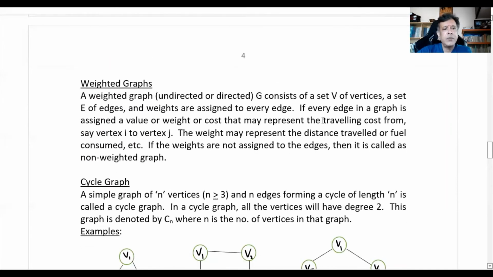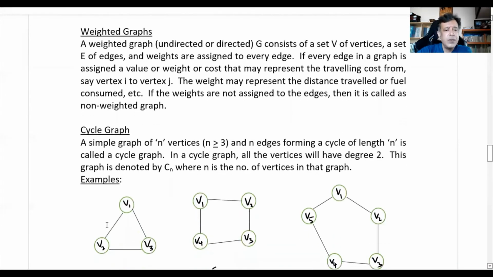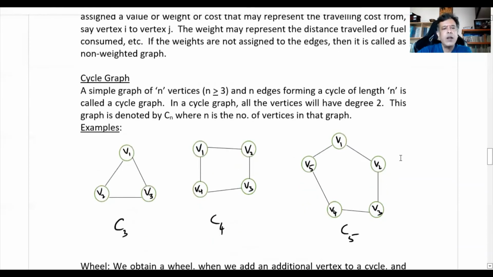Subsequently, we'll be seeing some specific examples for weighted graphs also, where there will be some numbers on the edges specified, which we call weights. Next one, cycle graph. A simple graph of n vertices, where n is greater than or equal to 3, and n edges forming a cycle of length n is called a cycle graph. In a cycle graph, all the vertices will have degree 2.